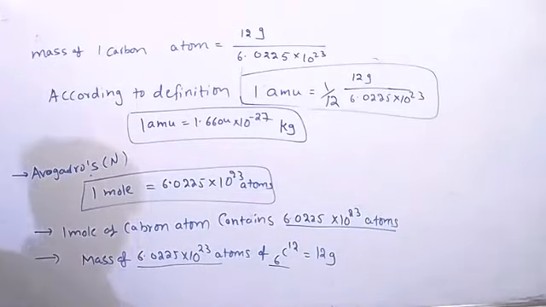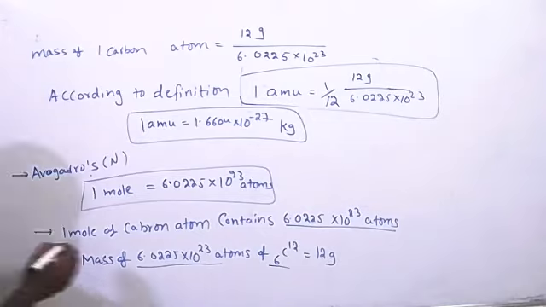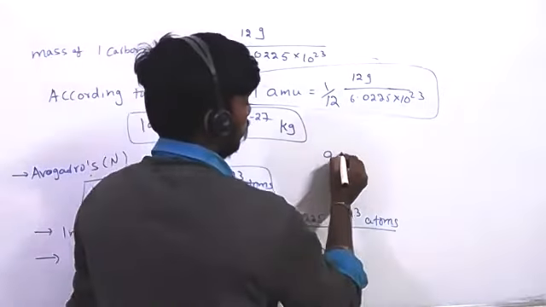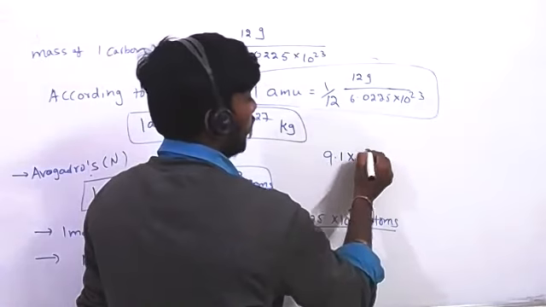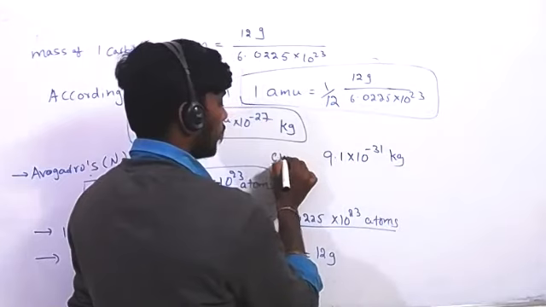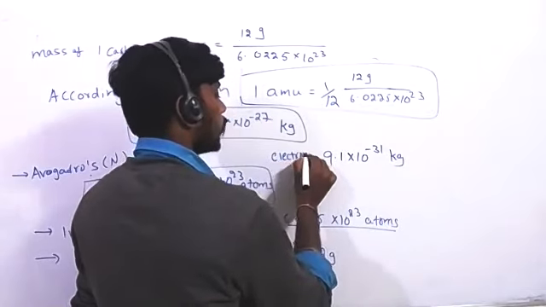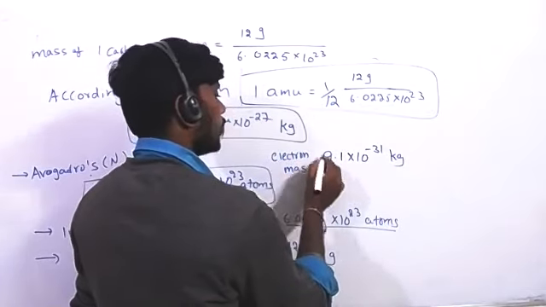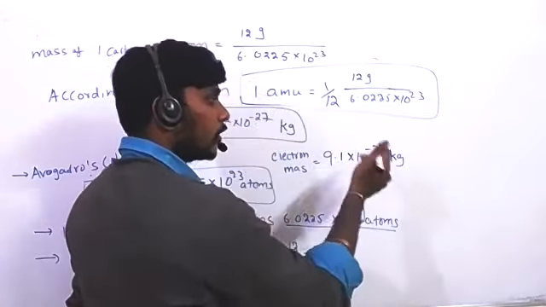So if they have given the proton mass, what is the mass of the electron or proton? If you take one electron mass, it is 9.1 into 10 to the power of minus 31 kgs. That is the electron mass. If you want to convert it into AMU, what will you do?